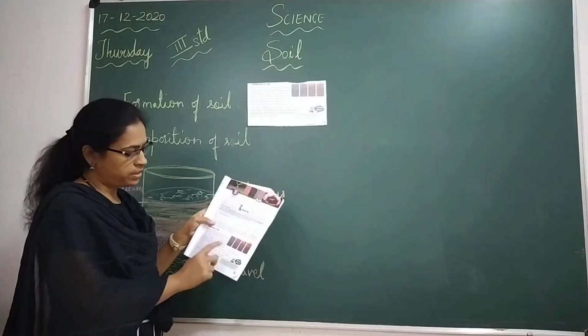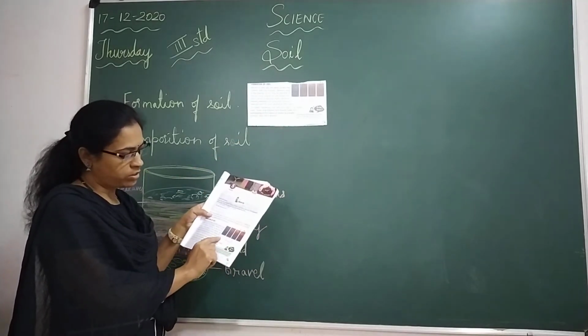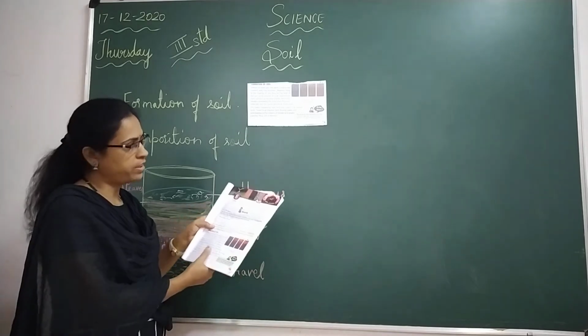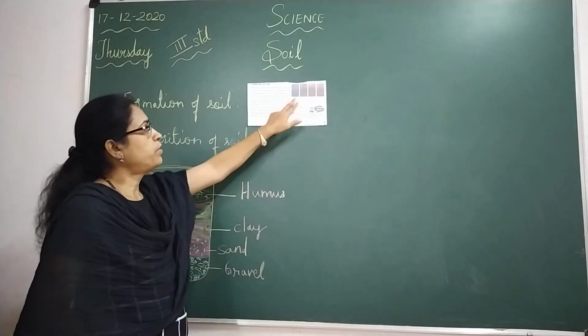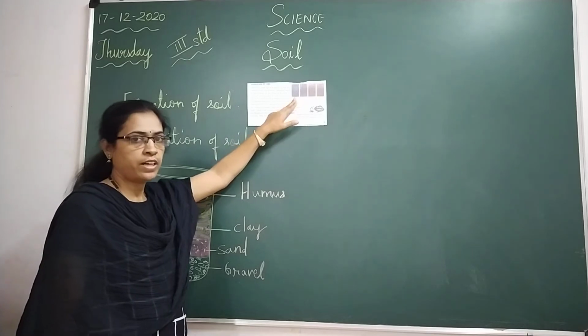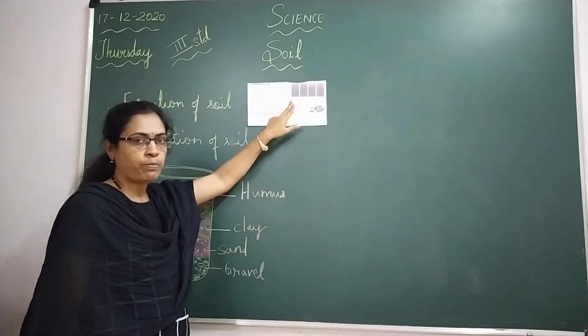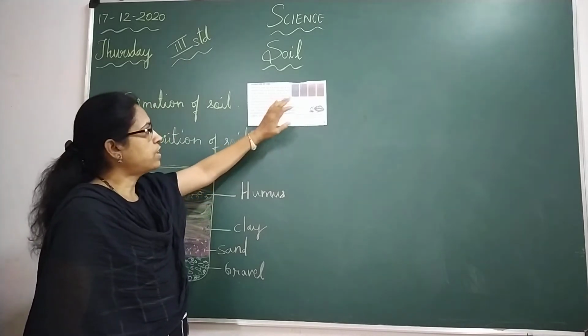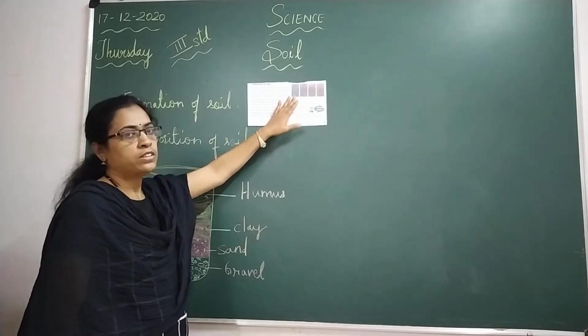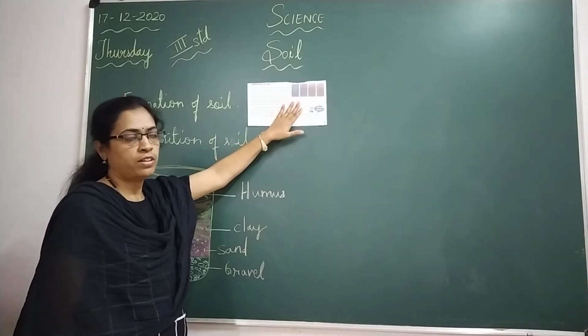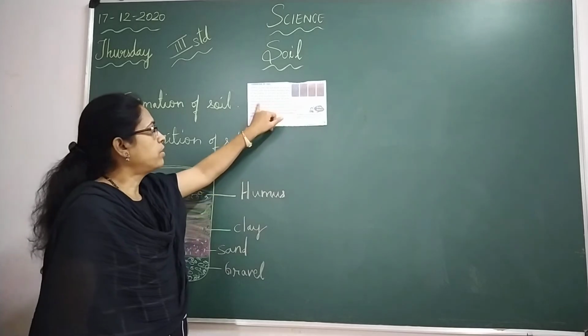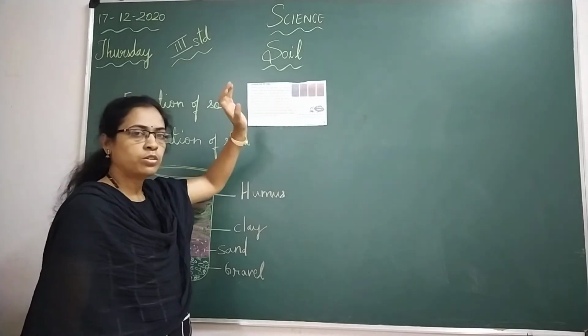You can see the picture here, disintegrating rocks, first, second, third and fourth stage they have shown here. You can see here, due to the heat of the sun, the rocks expand. In cold weather, the rocks contract to become smaller.